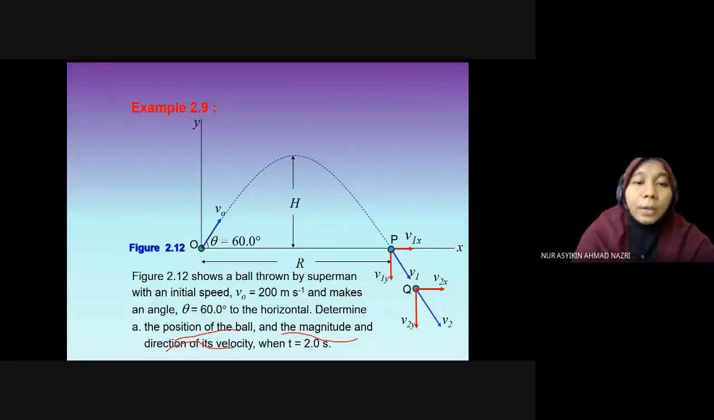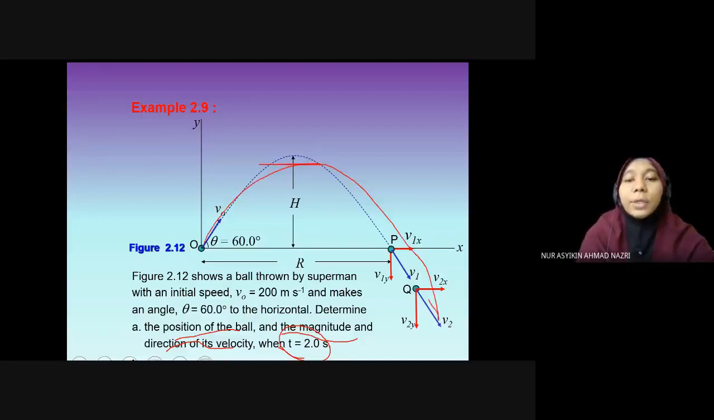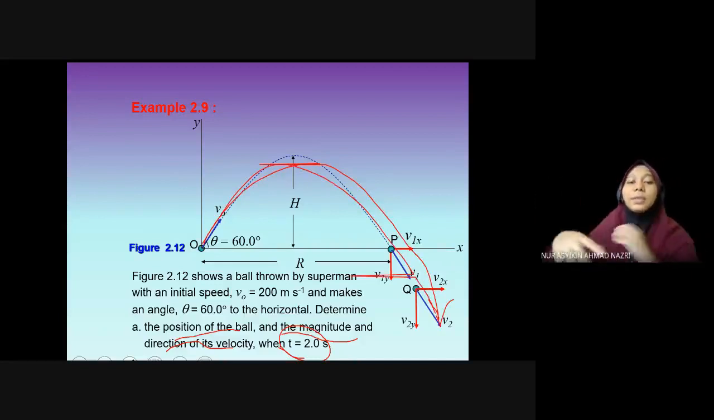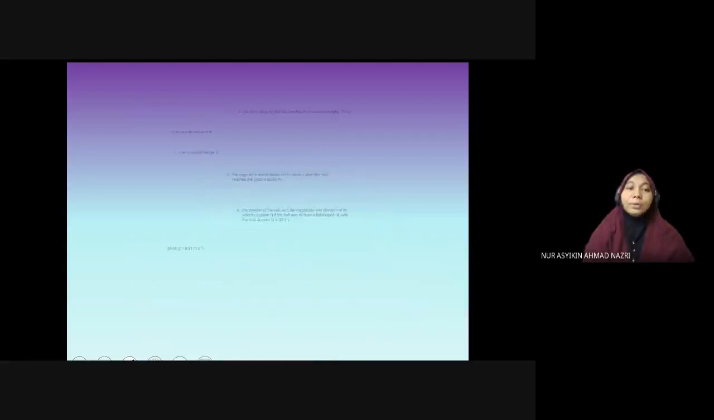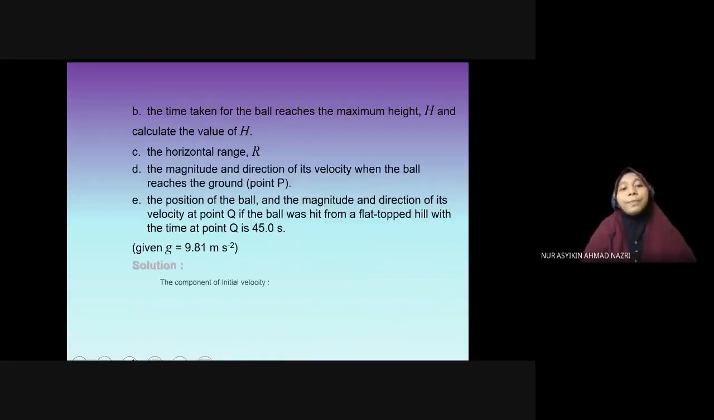Satu, mana tadi? Position. When at time 2 second. At time 2 second, so kita tak tahulah, somewhere around here, 2 second tu. Okay, sebab dia bagi ni trajectory dia. So 2 second is somewhere around here. Okay. Dia minta where's the position of the ball and the magnitude and direction. So let's see how to answer this kind of question.